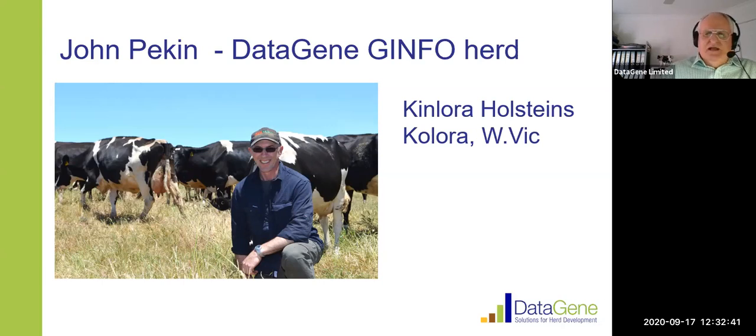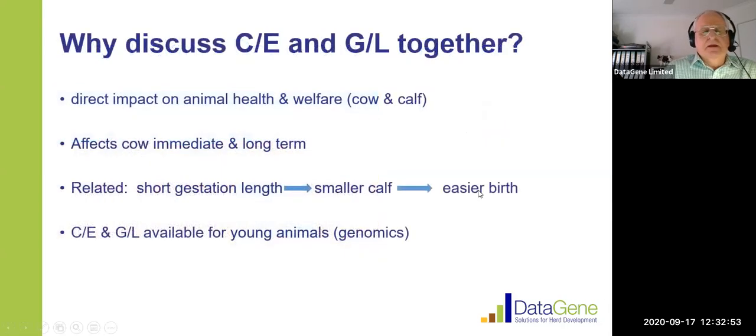So I'll be using John as we go, just really for a reference, to also give us a hands-on experience about how we've developed the calving ease and gestation length ABVs across time. So why are we looking at calving ease and gestation together? Well, the two have a direct impact on animal health and welfare, and a big impact in terms of not only the cow that calves, but also the calf that's born. And the effects are immediate as well as long-term. So it's not just a short-term effect. Some of the effects which we'll show you can actually go through the life of the cow.